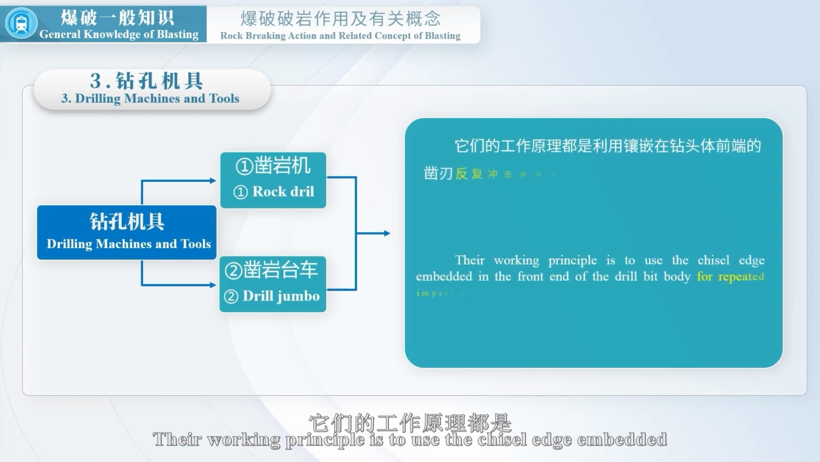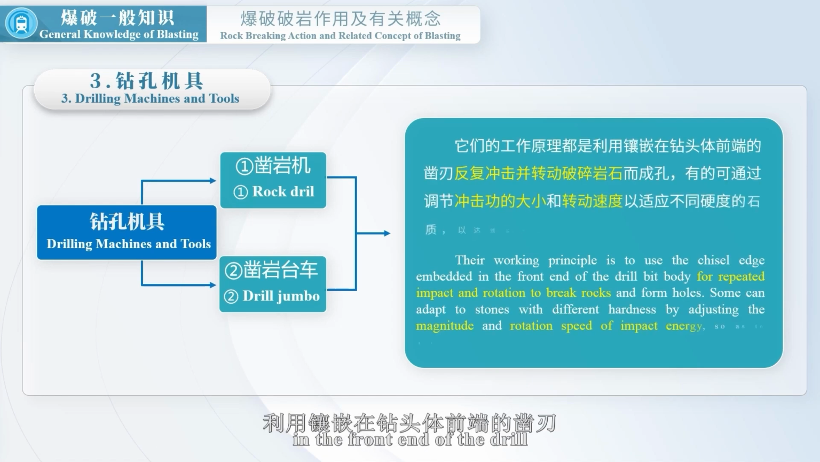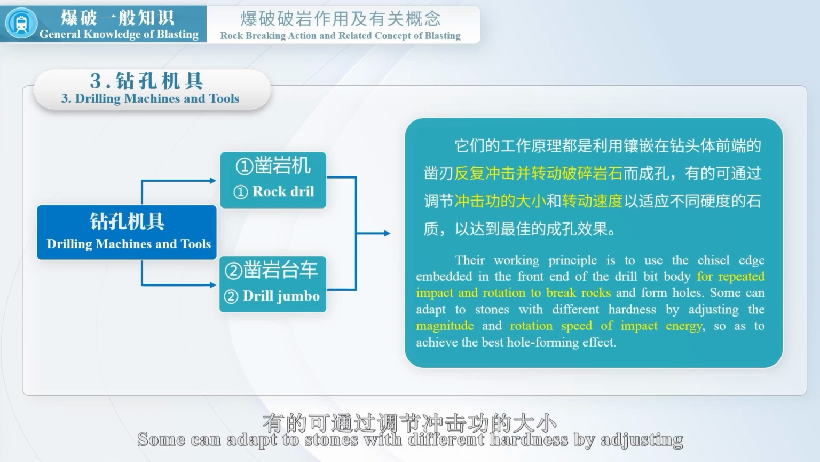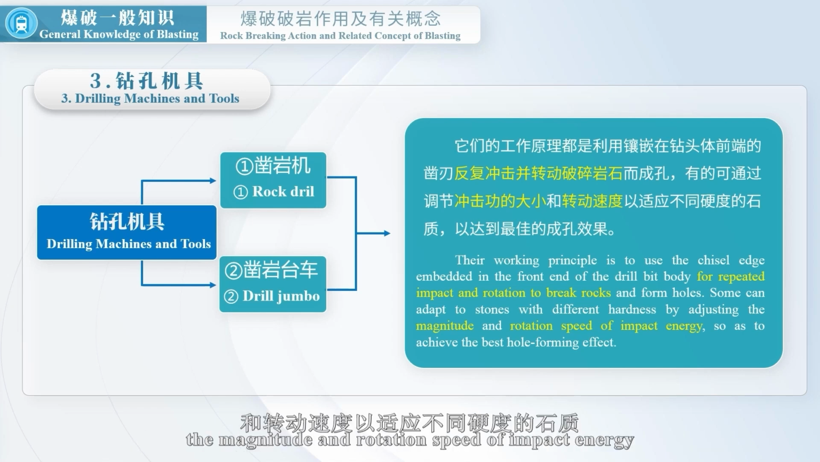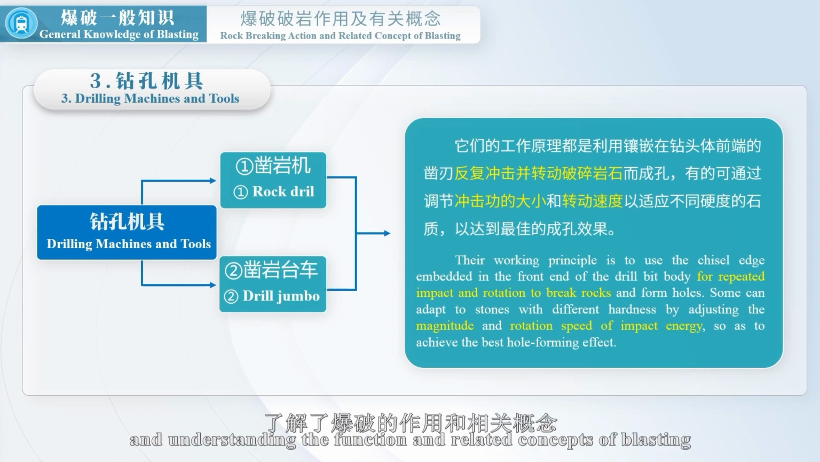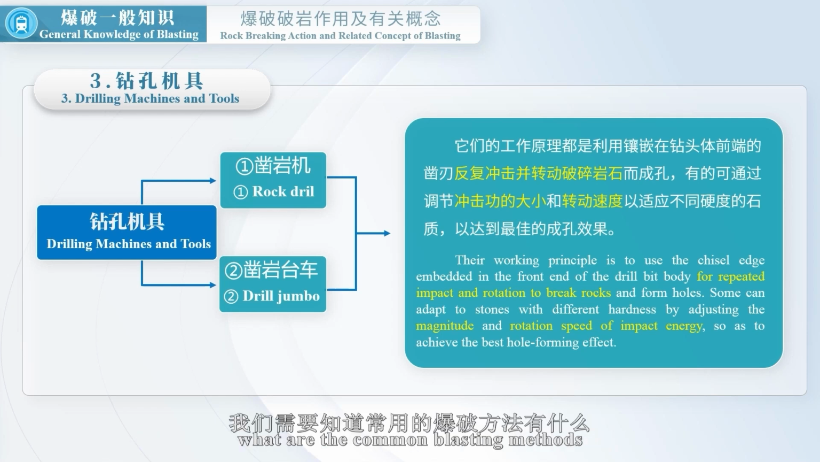Their working principle is to use the chisel edge embedded in the front end of the drill bit body for repeated impact and rotation to break rocks and form holes. Some can adapt to stones with different hardness by adjusting the magnitude and rotation speed of impact energy so as to achieve the best hole forming effect. After talking about the drilling and blasting construction and understanding the function and related concepts of blasting, what are the common blasting methods?